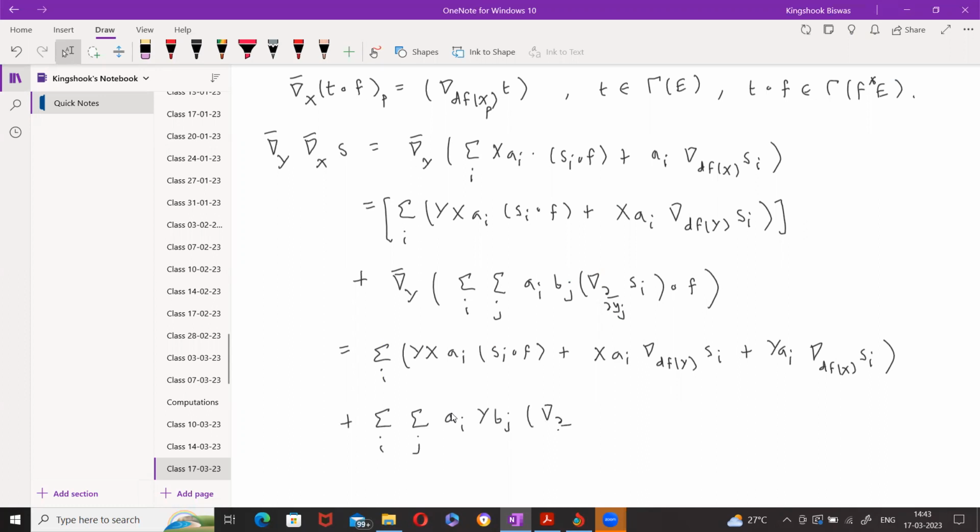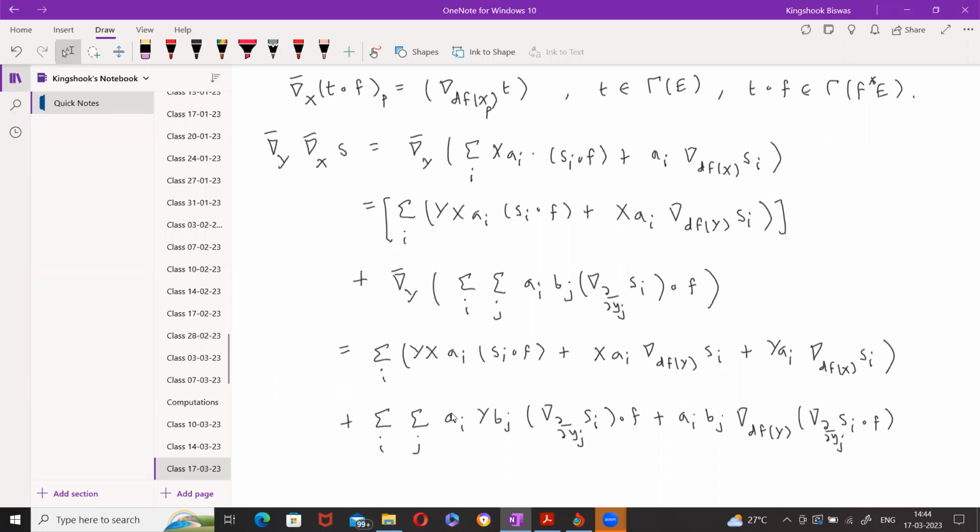Nabla del y_j s_i composed with F, plus a_i b_j, and then I'll have nabla d_f y of nabla del y_j s_i, this thing composed with F. This d_f y, again, I can expand. This was summation c_k del y_k composed with F.